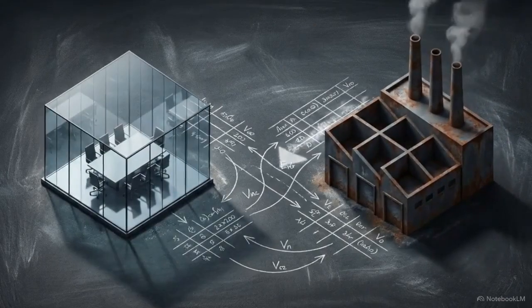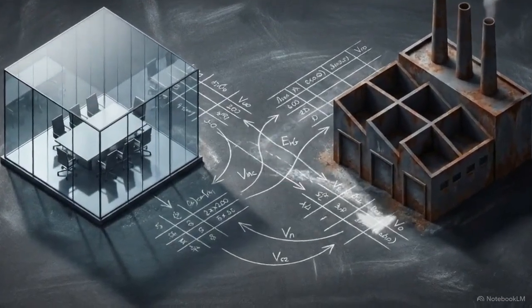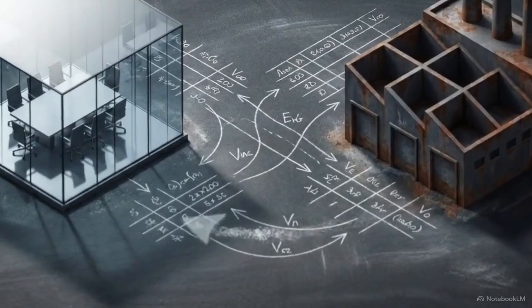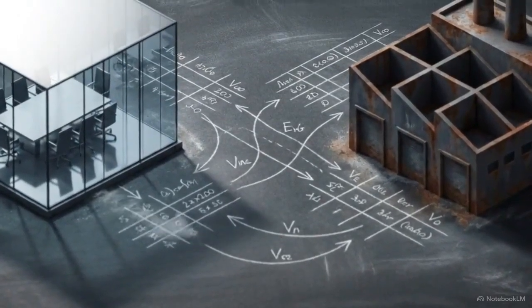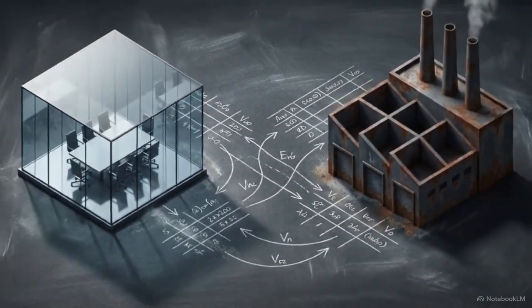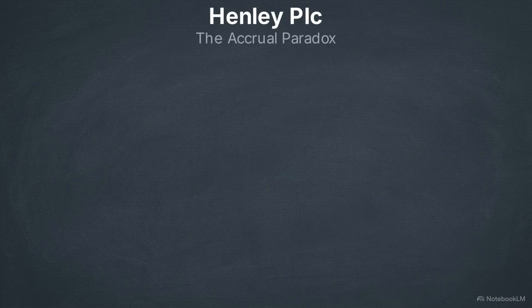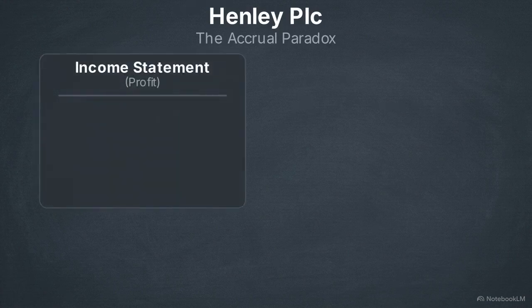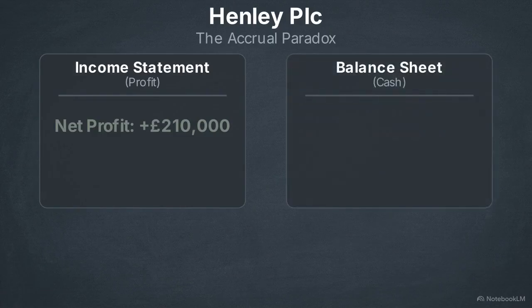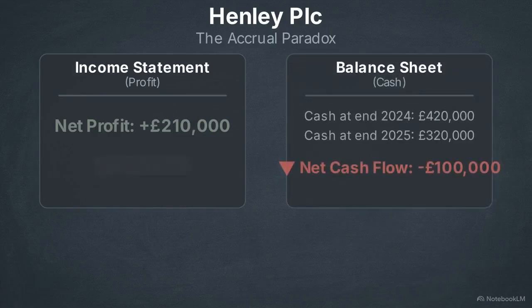There is a central paradox in modern finance. A company can be highly profitable on paper while simultaneously bleeding operational cash. This diagram shows the Henley plc anomaly. The company generated £210,000 in pure profit, yet actual cash reserves plummeted by £100,000.